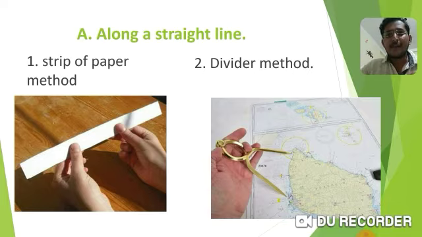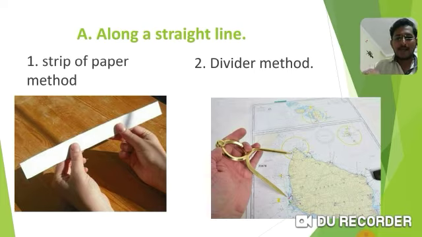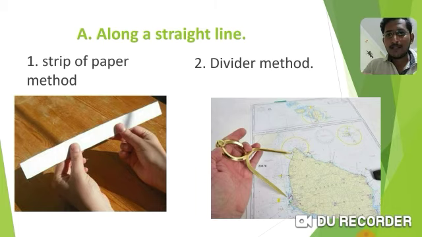Secondly, divider method. Please observe the picture. We take a divider and place its legs on the 2 points where we have to measure the distance. Lift it up. Again we place along with the linear scale. We get the distance. We convert it into the actual distance. So this will work if it is a straight line. If we have to measure the distance along a curved line, what we will do? Let us see.